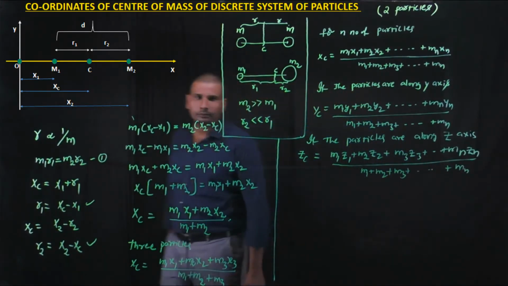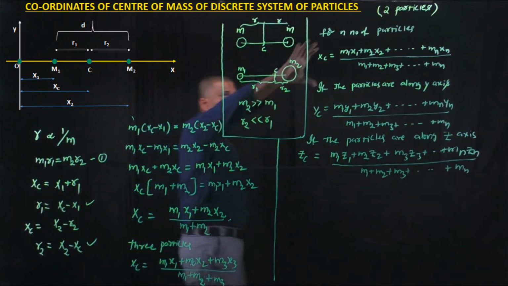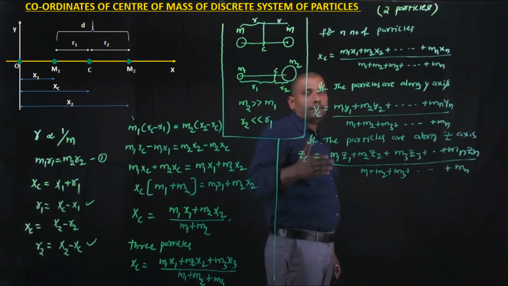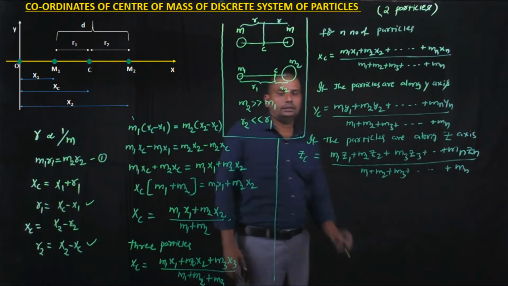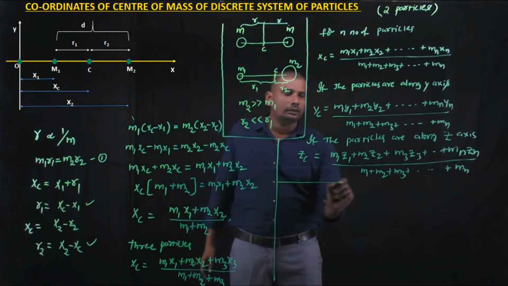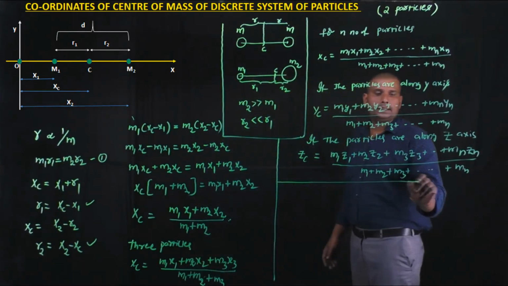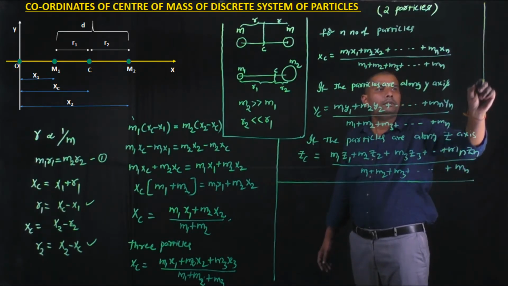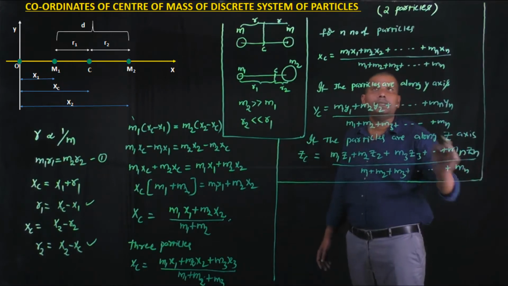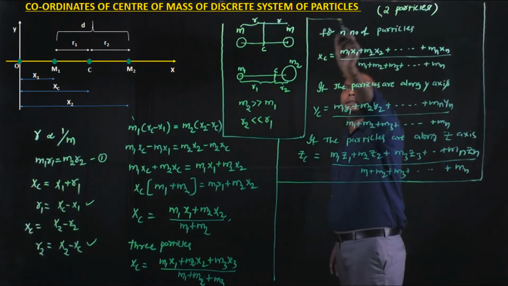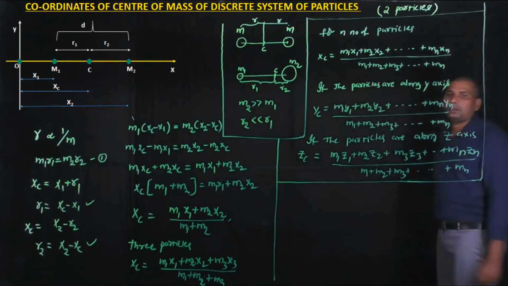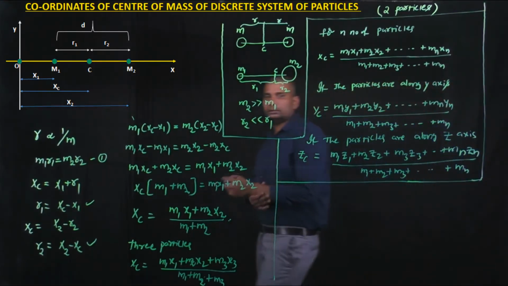Okay, these are the formulas for the coordinates of center of mass having n number of particles. Okay, these three are the formulas of coordinates of center of mass along the x, y, z axis for n number of particles.